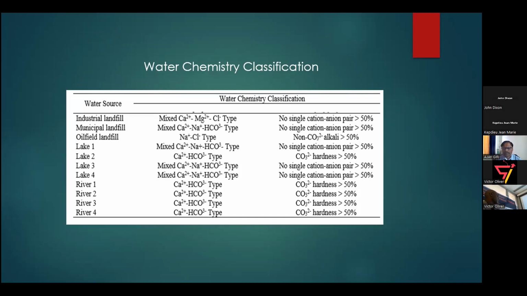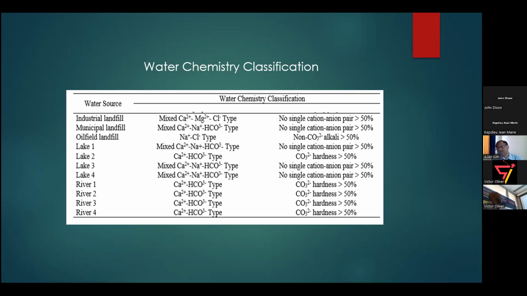So here, when you start at the bottom, the river and the lakes are pretty much the same type. Lake 3, 4, pretty much Lake 1. Lake 2 is a little bit different. And the oilfield leachate is a sodium chloride ion type. When it comes to industrial landfill, it's a mixed calcium, magnesium, and chloride ion type. And for municipal landfill, it's a mixed calcium, sodium, and bicarbonate type.